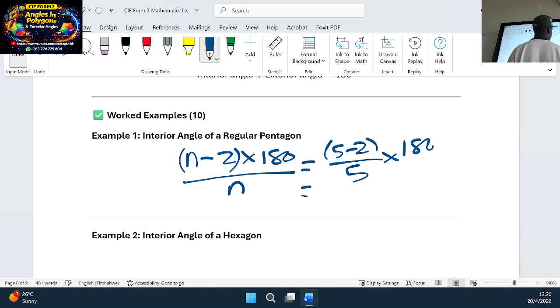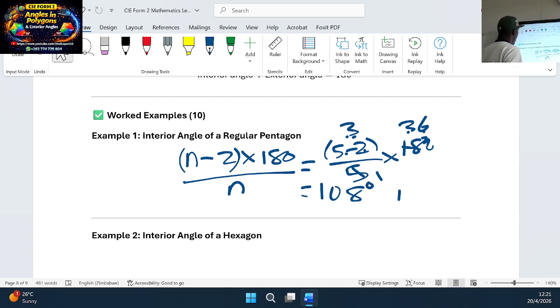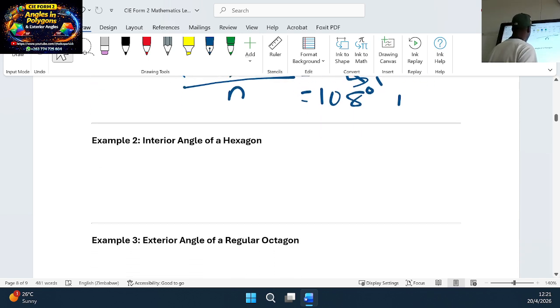So let's try and do the simplification. 5 into 180: 5 into 5 is 1, 5 into 15 is 3, remainder 3, and 5 into 30 is 6. And remember, 5 minus 2 here gives us 3. So when we multiply 3 times 6, it gives us 18, carry 1. 3 times 3 is 9, plus the 1 we carry, 108 degrees. So each interior angle of a regular pentagon is 108 degrees.